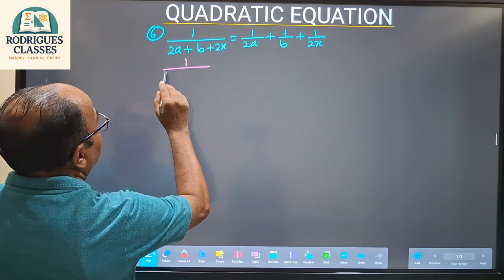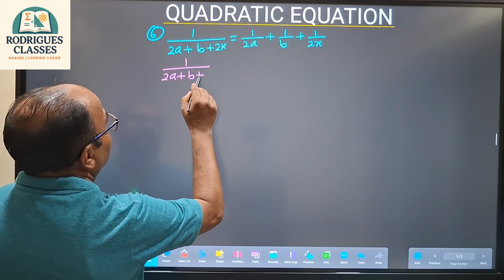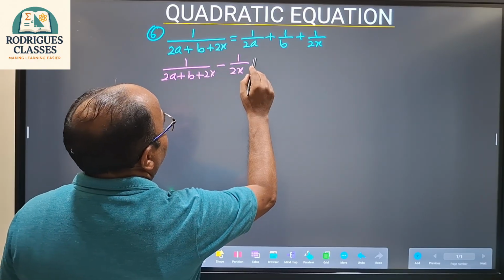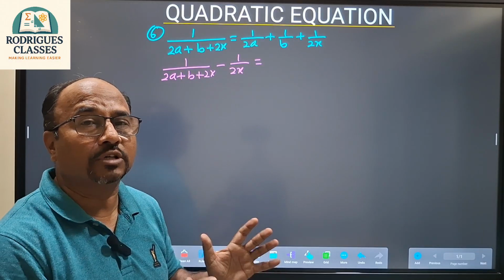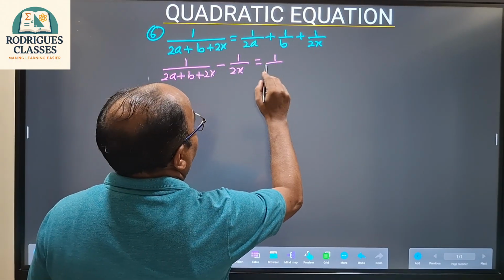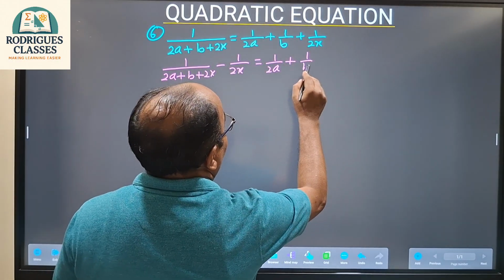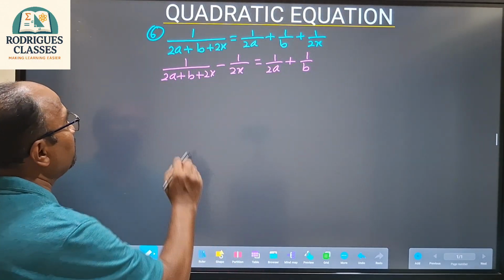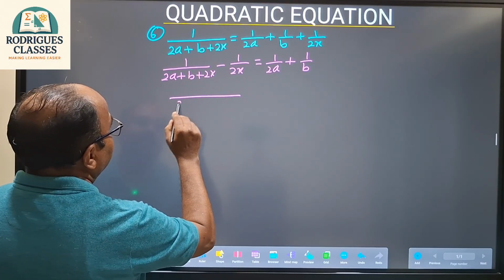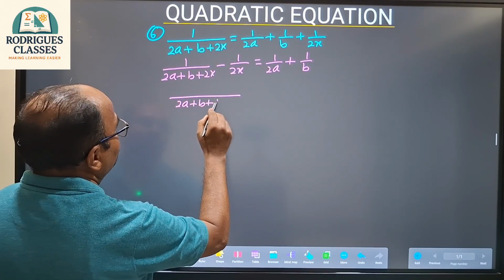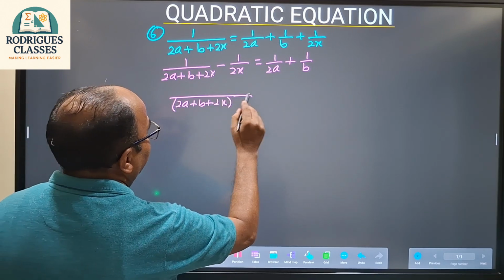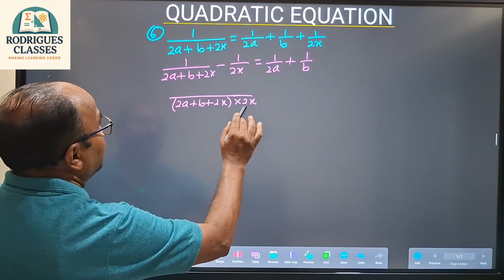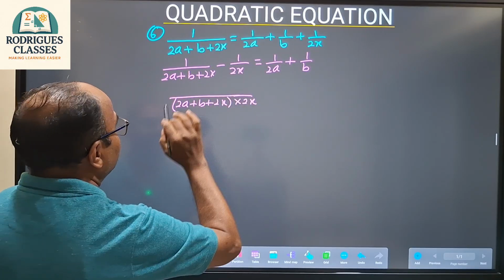So I write here this 1 by 2a plus b plus 2x. Let us bring this 1 by 2x this side so that all the x terms are on the same side, and write this one 1 by 2a plus 1 by b. Because we have fractions everywhere, let us take LCM and simplify. So LCM of the LHS part is 2a plus b plus 2x, this one written in the bracket, multiplied with 2x here. So if I divide this LCM with this one, I will be left with 2x, which is the denominator here.